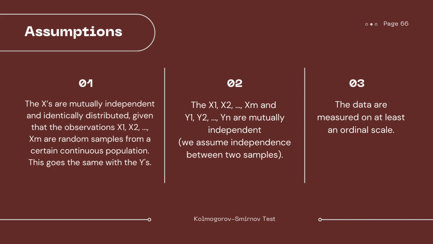In KS2 sample test, we have three assumptions. First, the X's are mutually independent and identically distributed, given that the observations X1 to Xm are random samples from a certain continuous population. This goes the same with the Y's. Second, the X1 to Xm and Y1 to Yn are mutually independent. That is, we assume independence between two samples. Lastly, the data are measured on at least an ordinal scale.